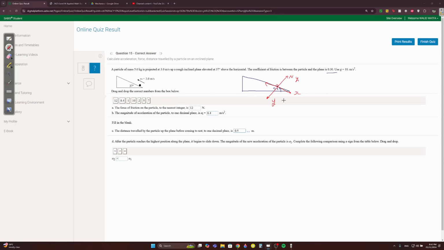Okay, I should put y here, not down. Okay, this is your first step. The second step is what? Draw the weight. How do you draw the weight? You go to your object, and you go vertically downwards. The weight isn't perpendicular to anything, it's vertically downwards.